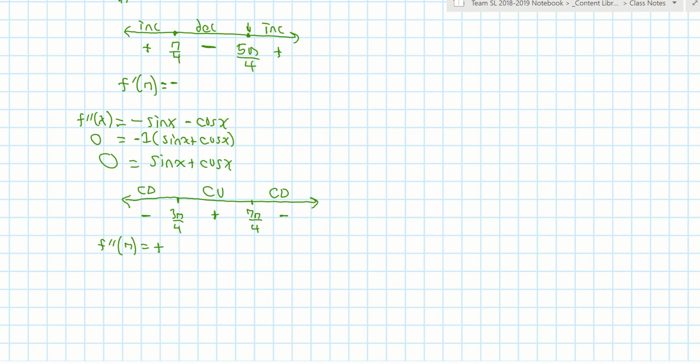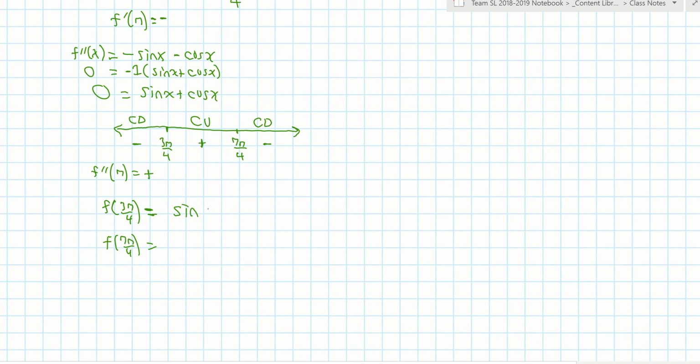We need to find what is f of 3 pi over 4, and f of 7 pi over 4. Sine 3 pi over 4 plus cosine of 3 pi over 4: sine of 3 pi over 4 is, again, root 2 over 2, plus negative root 2 over 2. Hey, that's 0. And guess what? 7 pi over 4, you can test for yourself. That's also 0 as well.